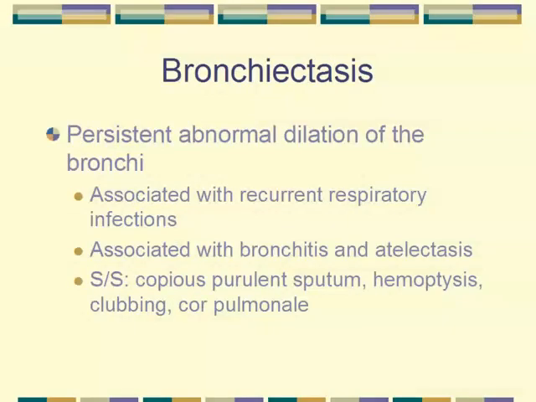Bronchiectasis is the persistent abnormal dilatation of the bronchi. It is associated with recurrent respiratory infections. It's also associated with bronchitis and atelectasis. Symptoms are copious, purulent sputum, hemoptysis, clubbing of the digits, and cor pulmonale.